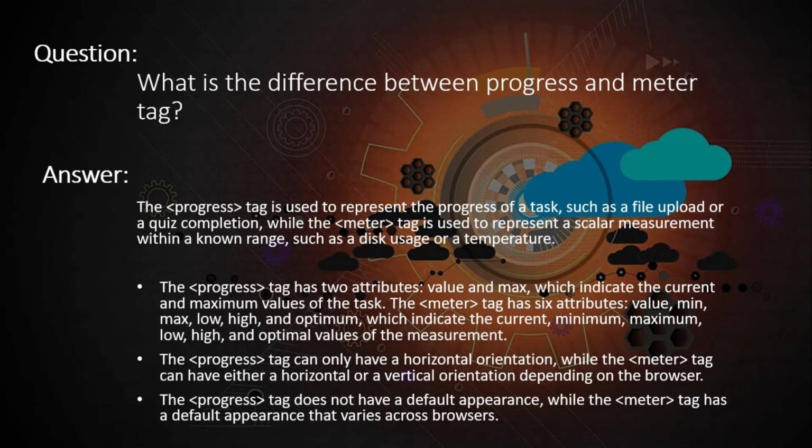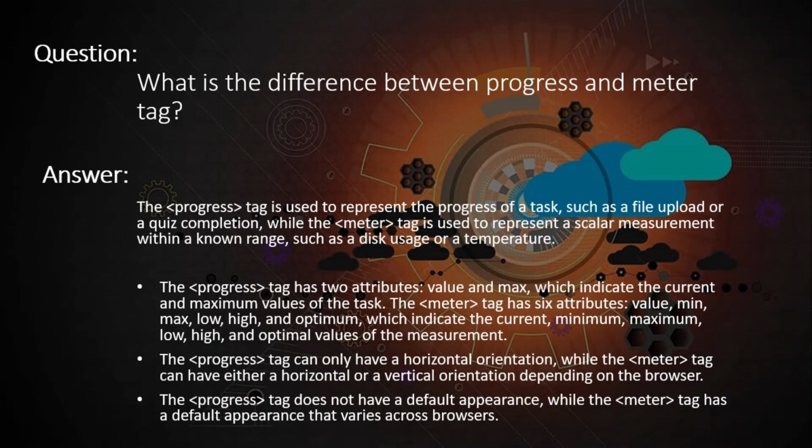What is the difference between progress and meter tag? The progress tag is used to represent the progress of a task, such as a file upload or a quiz completion, while the meter tag is used to represent a scalar measurement within a known range, such as a disk usage or a temperature. The progress tag has two attributes, value and max, which indicate the current and maximum values of the task. The meter tag has 6 attributes, value, min, max, low, high, and optimum, which indicate the current, minimum, maximum, low, high, and optimal values of the measurement.